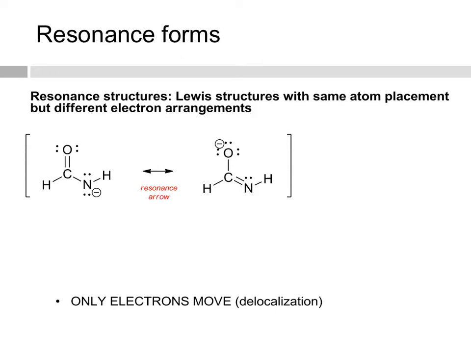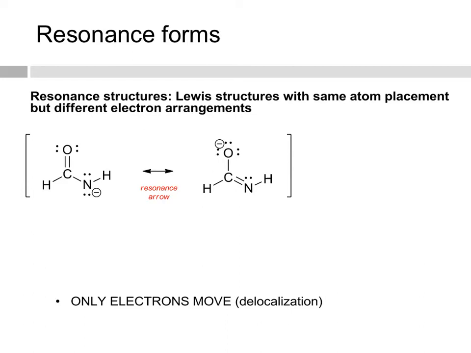Now if we analyze this resonance form of the original compound, note that only the electrons have moved. This is called delocalization. If you study this resonance form, you'll note that we have not made any new sigma bonds and we have not broken any sigma bonds. Remember, that would alter the identity of the compound, and we are drawing resonance forms of the same compound. The only things we're moving, therefore, are pi bonds and lone pairs.